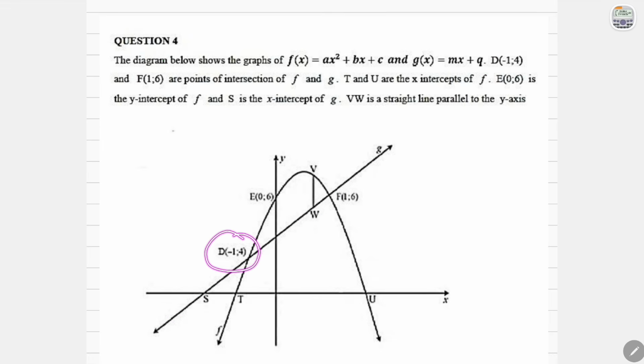D is (-1, 4), and E and F are points of intersection of f and g. T and U are x-intercepts of f, and we have E, which is (0, 6), that is the y-intercept of f, and S is the x-intercept of g. VW is a straight line parallel to the y-axis.